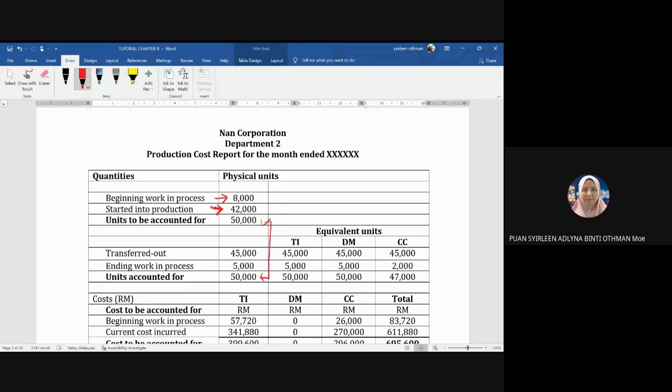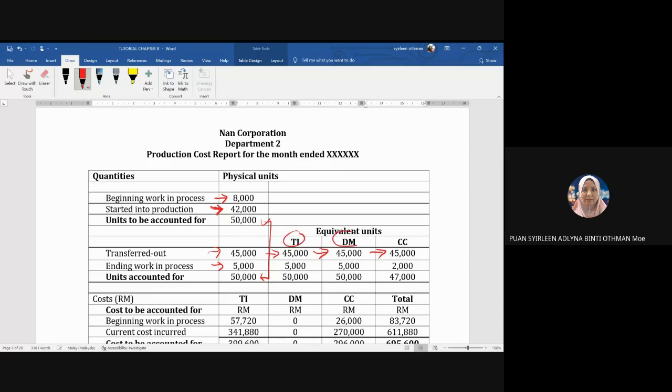Alright, transferred out ada dalam soalan. Transferred out is 45, dia dah bagi. So ending work in process ialah 5,000. Even without the item pun you boleh ambil je dari table sebab table soalan satu ni semua lengkap. So kita tak perlu cari missing figures. Ending WIP di department 2 ada dalam soalan, it's 5,000. So ending transfer out, just copy paste saja, 45, 45, 45.